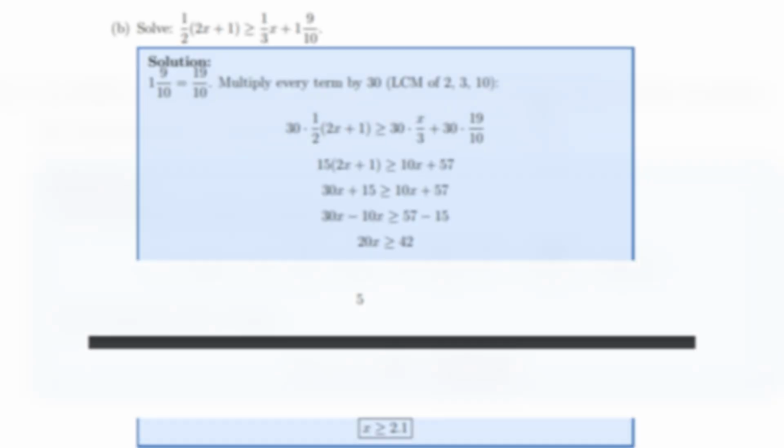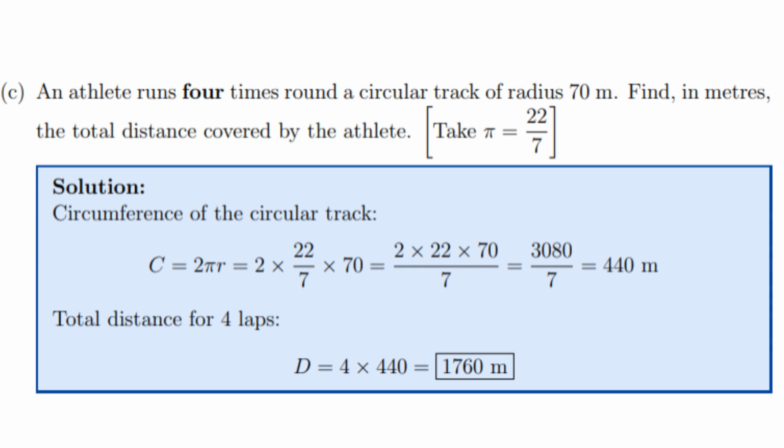So let's take 5c. The athlete ran around a circular track of radius 70 meters. So we look for the circumference of the circular track, which is 2 pi r. You know pi to be 22 over 7 and r is 70. So we get 440 meters. But he runs around the track 4 times. So 4 times 440 meters will give us 1,760 meters.